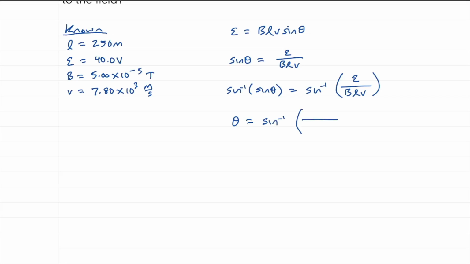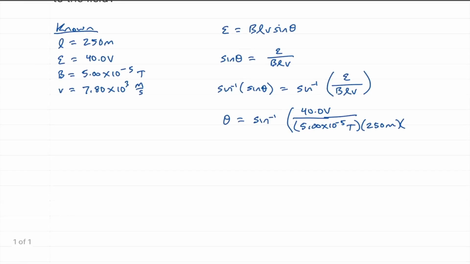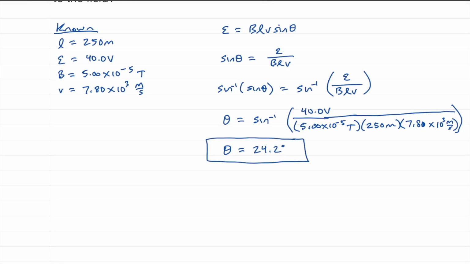Okay. The EMF is 40.0 volts. Magnetic field, 5.00 times 10 to the minus 5 Teslas. The length of the tether was 250 meters. And the velocity, 7.80 times 10 cubed meters per second. Okay, we want the sine inverse of all that, and we find it is 24.2 degrees. That's what we needed to find.